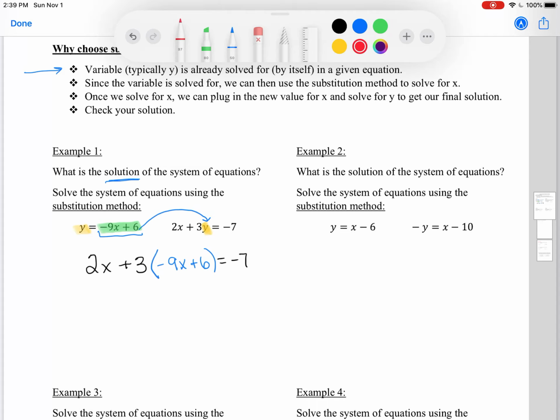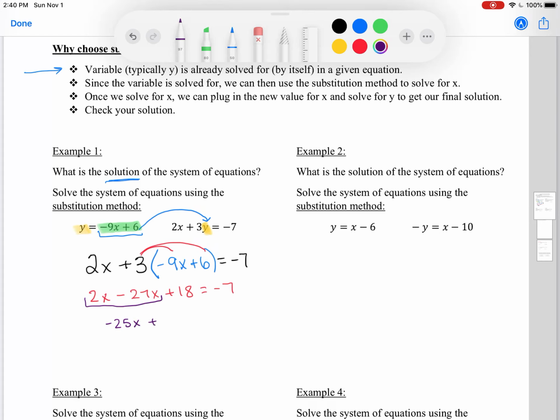And then if you look here, everything is now in terms of x. You no longer see any y's. So now it becomes, okay, well, let's solve for x, much like we did in Unit 1 and Unit 2. So I can continue by distributing this 3 first. Remember your order of operations. You're going to get negative 27x plus 18. And it is still equal to negative 7. All you did right there was distribute that positive 3.